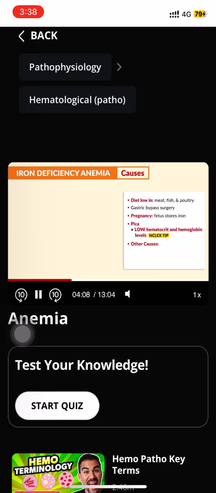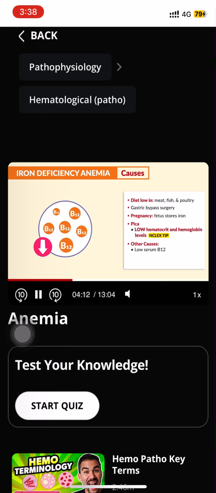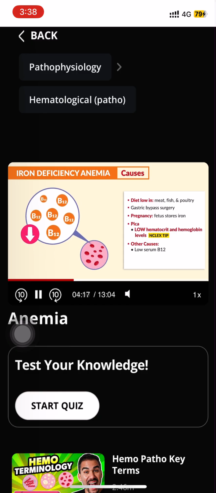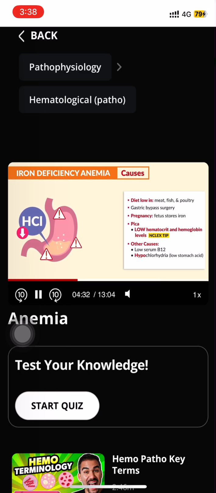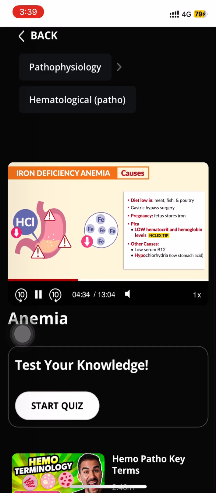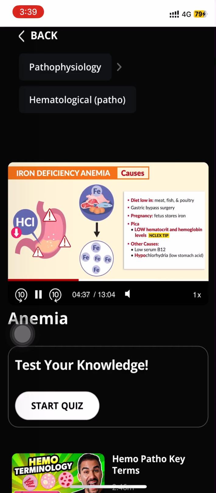Okay, now for some other causes that may show up on your pathophysiology exams. So low serum B12. Now this B vitamin is one of the main building blocks to build RBCs, those red blood cells. Another cause is hypochlorhydria, where the stomach has low stomach acid. Now this is considered one of the most important causative factors, as gastric acid is very vitally important for iron absorption, as the stomach cannot convert iron within food into an absorbable form.